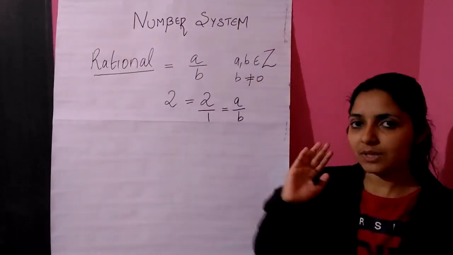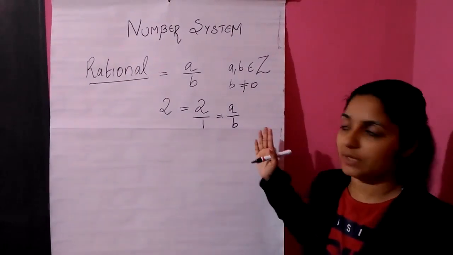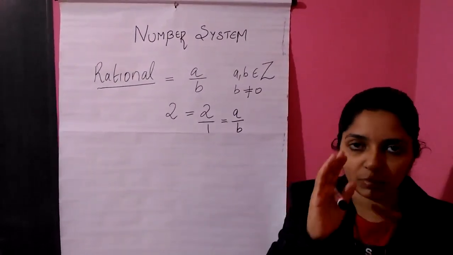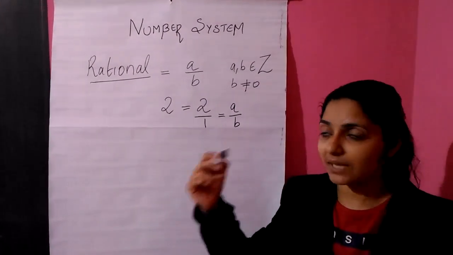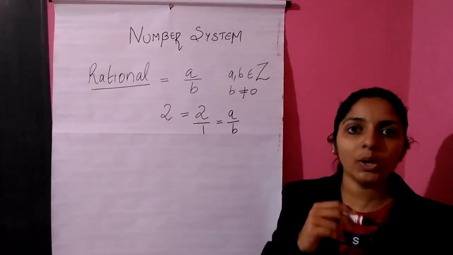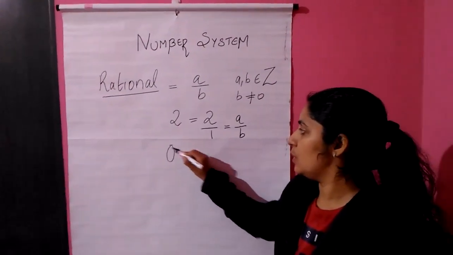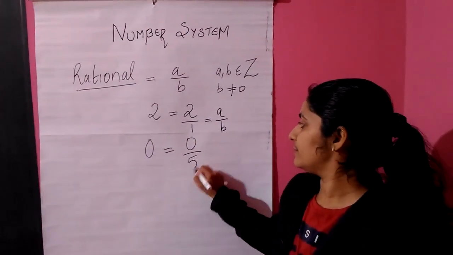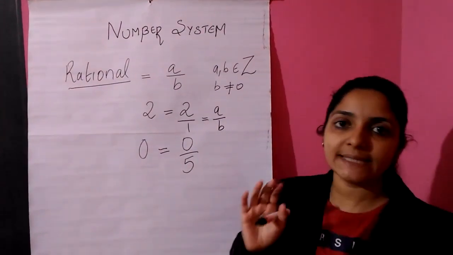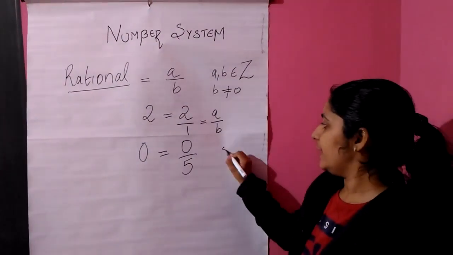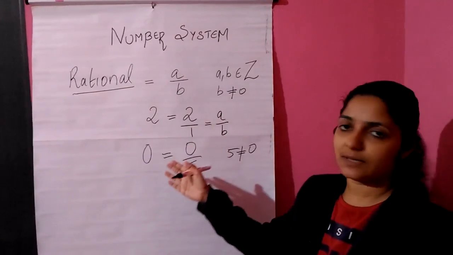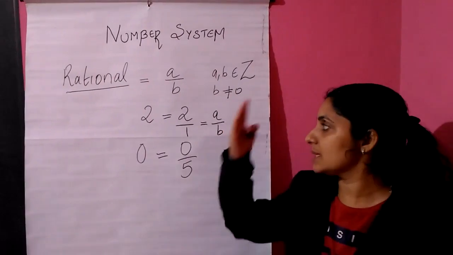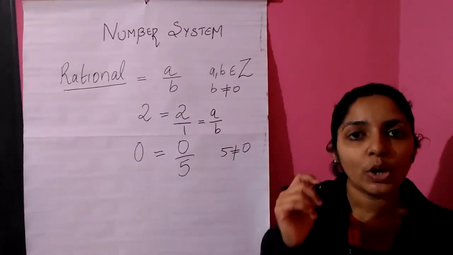Understood? So, natural numbers are all what numbers? Rational numbers. Next, let us come to whole numbers. In whole numbers, we have an extra 0. That is, natural numbers along with 0 are called whole numbers. When you take 0, can you write 0 in the form a by b? Yes. 0 by 5. 0 is an integer, 5 is an integer, and 5 is not equal to 0. So, this 0 is also a rational number. Did you understand? So, whole numbers and natural numbers belong to rational numbers.